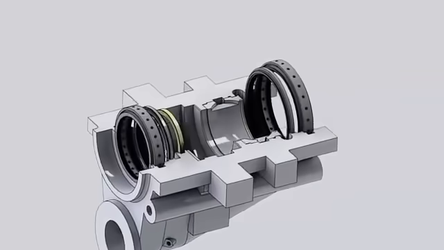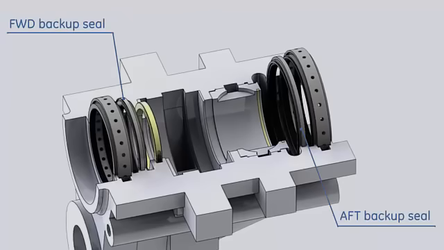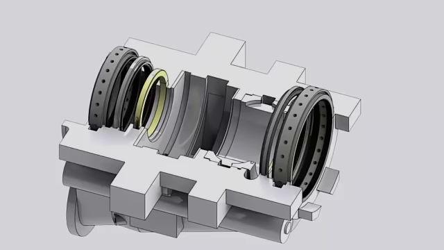Inboard of the main pressurized seals, 2 backup labyrinth seals are installed for positive sealing. A floating seal is installed on the forward of the thrust bearing cavity to contain the oil.